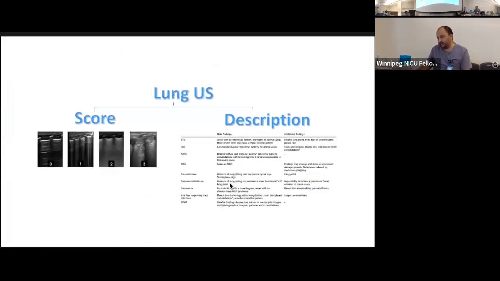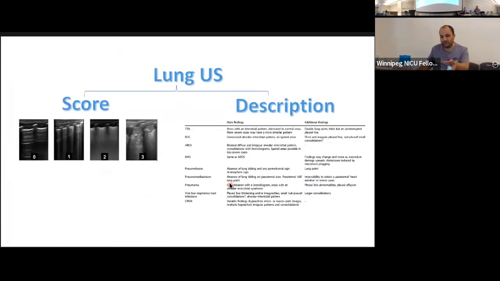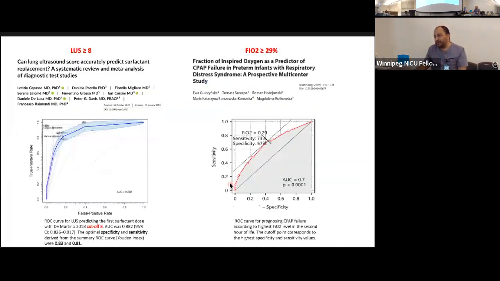I will move to the lung ultrasound. Lung ultrasound has 2 characteristics in its result. We'll get a score, and you have to get a description, which goes with, for example, RDS. So, prediction of surfactant need, in other words, prediction of CPAP failure.